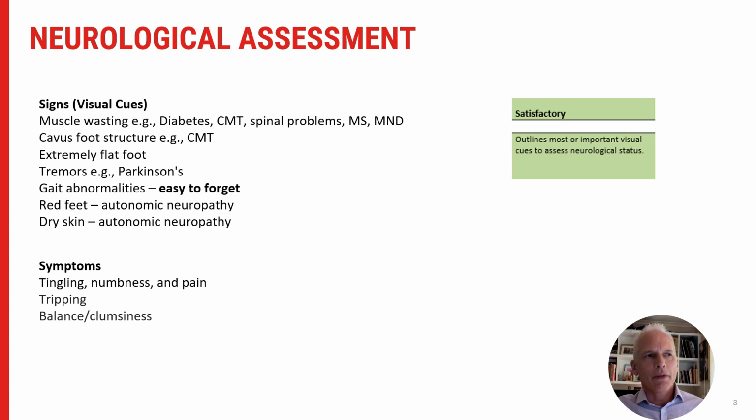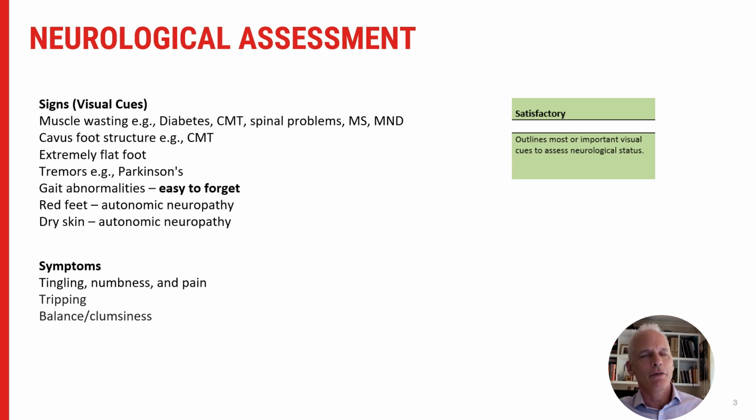So to just cover the first stage of your neurological assessment, to achieve satisfactory in this assessment, you need to be able to outline most or at least important visual cues to assess neurological status. You'll see that it's focusing on visual cues rather than just symptoms. You're probably used to talking about pins and needles, people with paresthesias or shooting pain down into their feet or legs. But when it comes to visual cues, it's a little bit trickier.